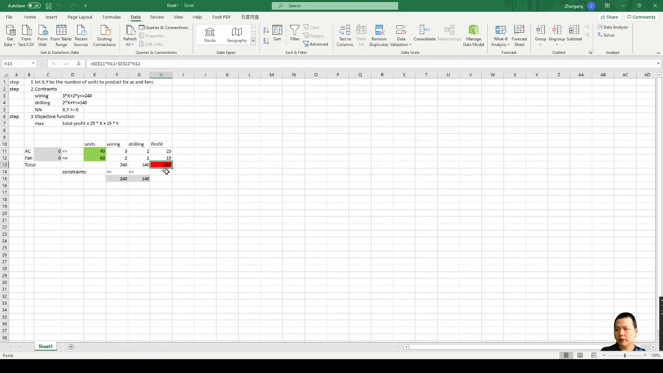Now you can see Excel automatically fills in the numbers 40 and 60, with the maximum profit of 1,900. So then the problem is done. You should produce 40 air conditioners and 60 fans to get the maximum profit of 1,900.